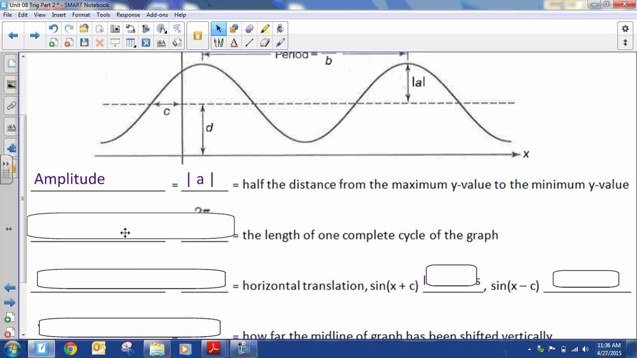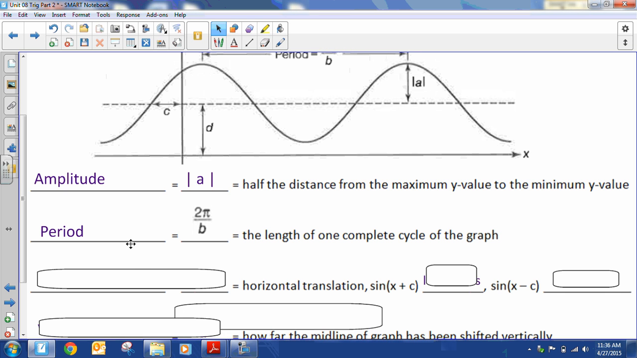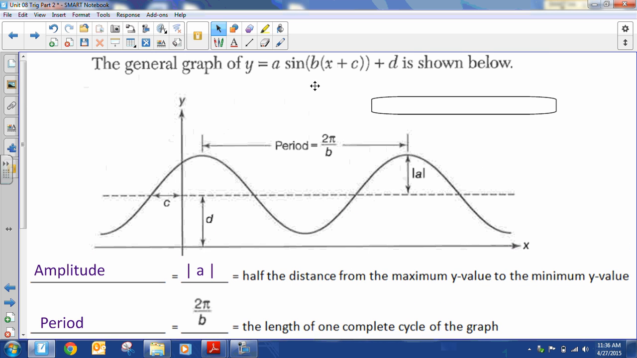There's one more property I want to look at today, and that is the period. The period is defined as 2 pi divided by b. It's the length of one complete cycle of the graph. Okay, so whatever the b is, you want to take 2 pi and divide it by b. And b is the coefficient of x. So again, a is the coefficient of the trig function, and b is the coefficient of x or theta or whatever the variable is.